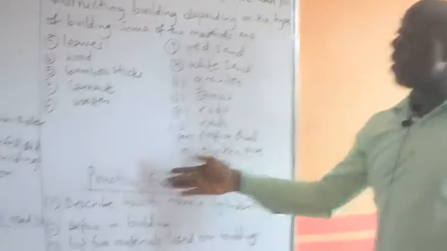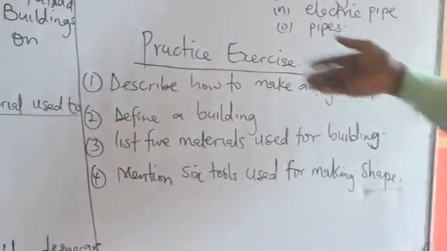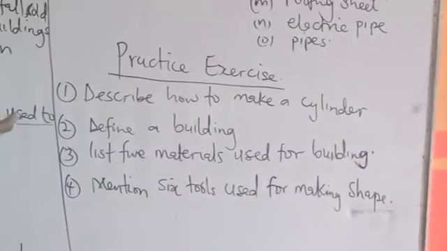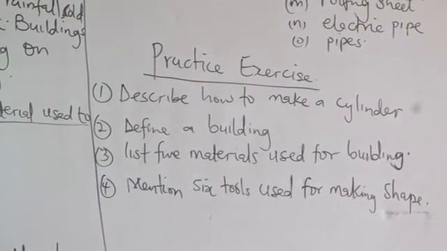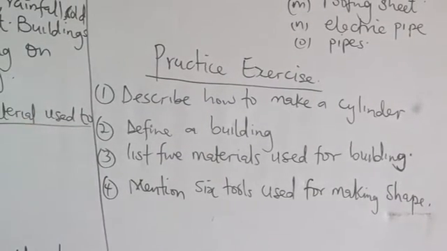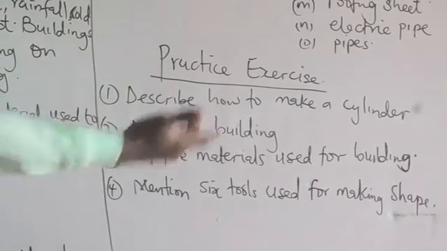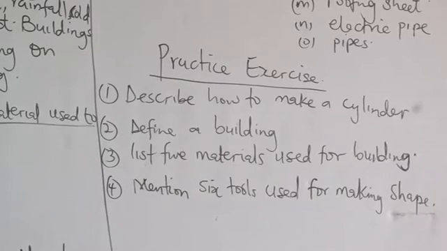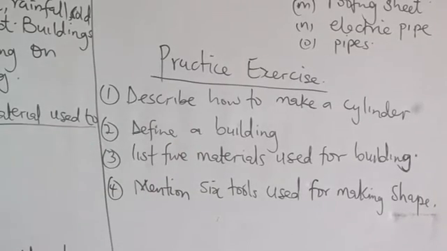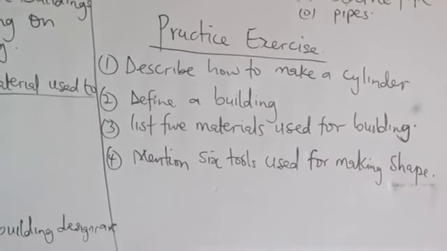So we have some practice exercise on the board. We are expected to go through this practice exercise. Let me read the practice exercise. Describe how to make a cylinder. Define a building. List 5 materials used for building. And finally, mention 6 tools used for making shapes.